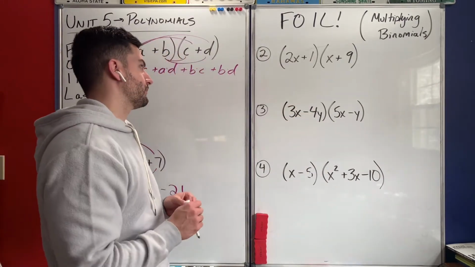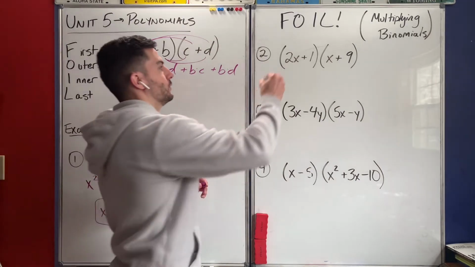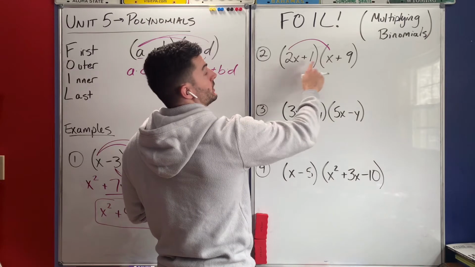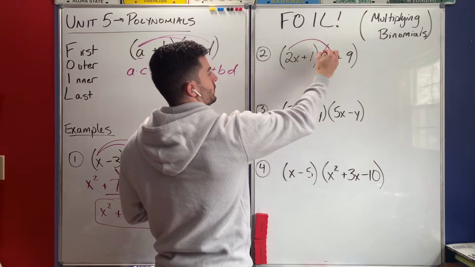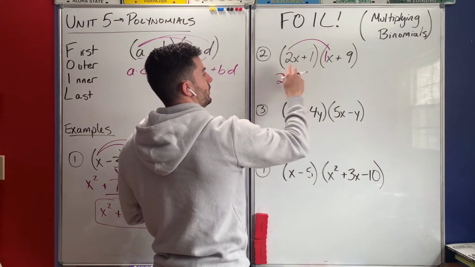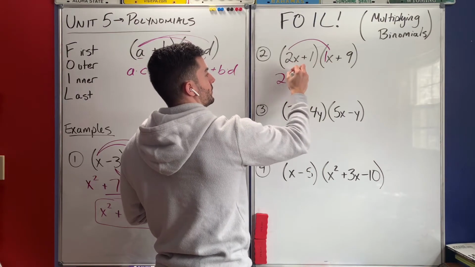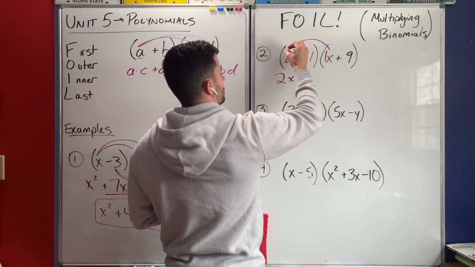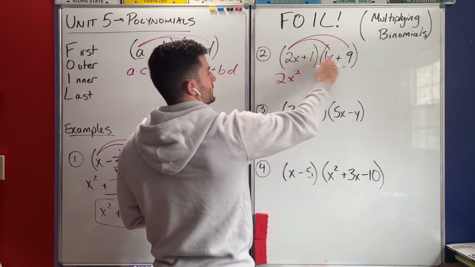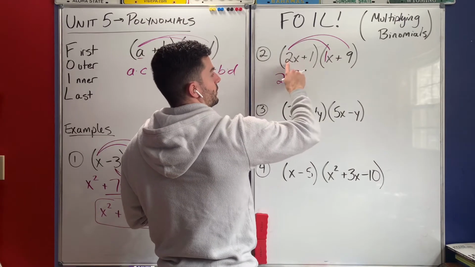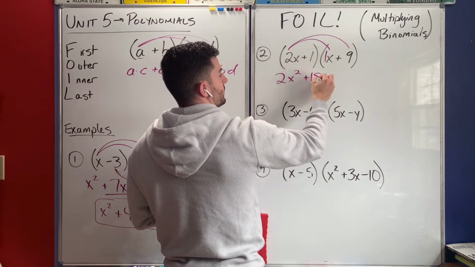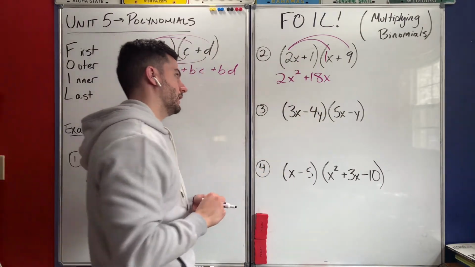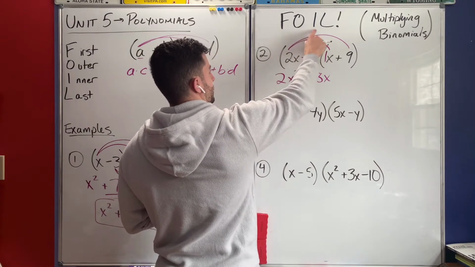Let's go over a couple more like that, and then we'll have a bigger one at the end, okay? So this number 2, again, the same order. So first, 2x times 1x. You could think 2 times 1 is 2, and then x times x, x squared, right? So 2x squared. Then outer, my 2 outer terms. That would be 2x times positive 9. 2 times 9 is positive 18, but then the x comes down, so 18x.